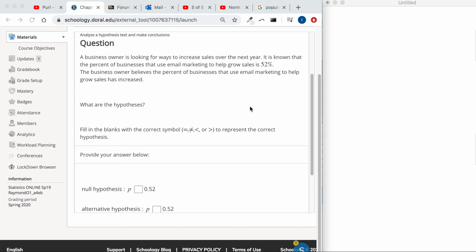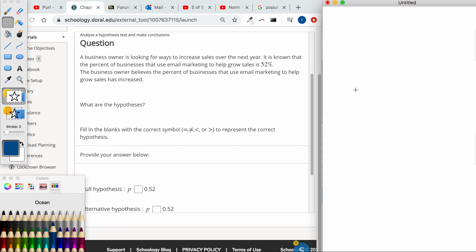Okay, business owners looking for ways to increase sales. It is known that the percent of businesses that use email marketing to help grow sales is 52%. A business owner believes that this percent has increased. So a percent, you can easily write that as a proportion. This business owner thinks that it's greater than 0.52.